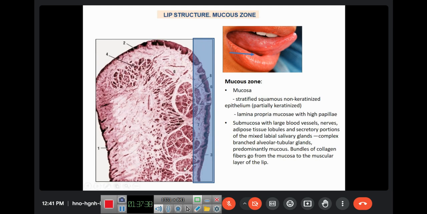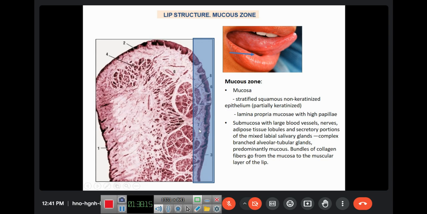And finally, the mucous zone, the innermost part of the lip. It has mucosa and submucosa in its structure. Mucosa contains stratified squamous non-keratinized epithelium, or partly keratinized in the areas of high mechanical stress during chewing, and underlying lamina propria mucosa, which makes very high papillae. Blood vessels in these high papillae make the very red color of the mucous zone of the lip.